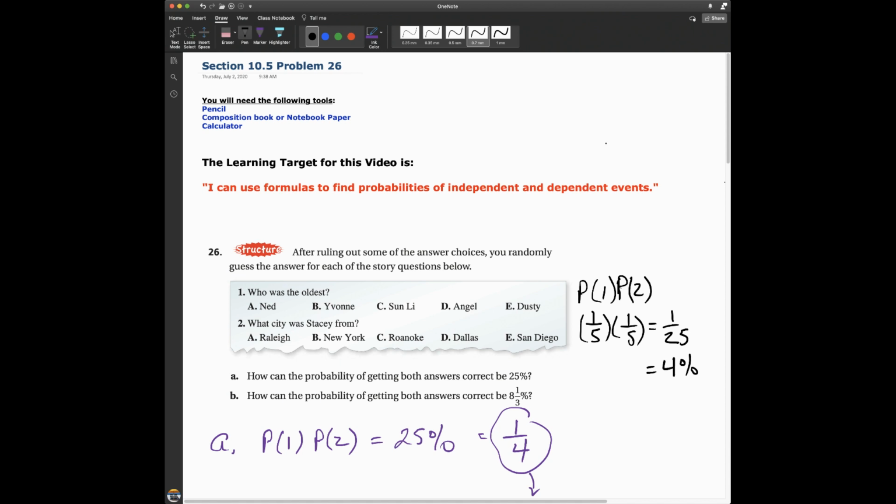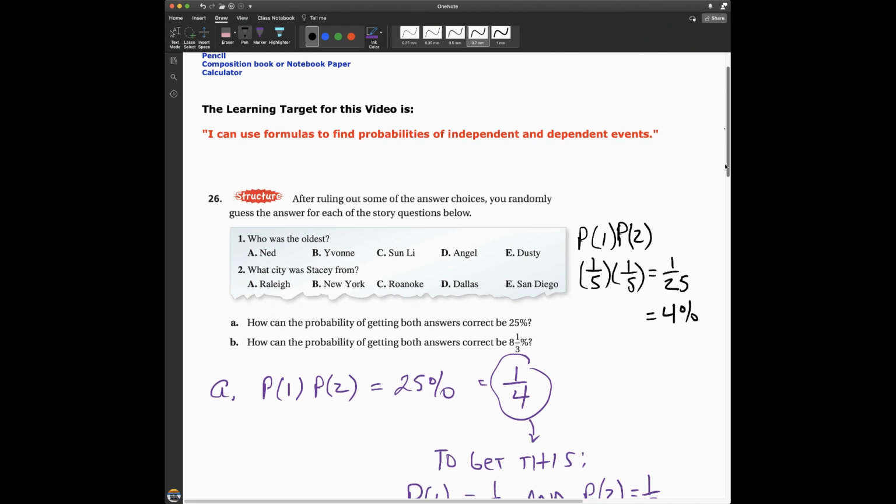Hey everybody, Mr. Odom here, and we are going to work out problem 26 from section 10.5. You're going to need your pencil, composition book, or notebook paper, and the learning target for this video is you can use formulas to find probabilities of independent and dependent events.